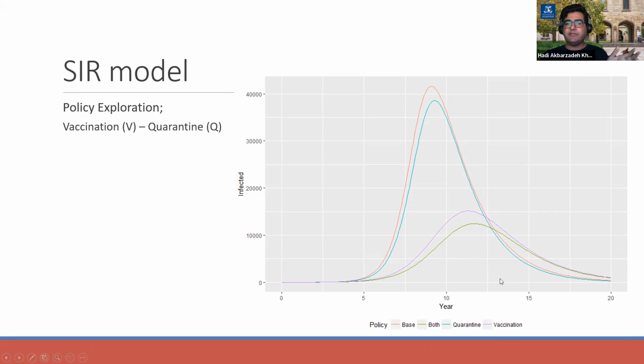So if you're just looking at the infection, you can decide to do both strategies, but you might have some other criteria such as cost, because both of these interventions have cost. So you can also incorporate cost in your modeling, see what happens to cost and what happens to the infection, and then decide what would be the best strategy.